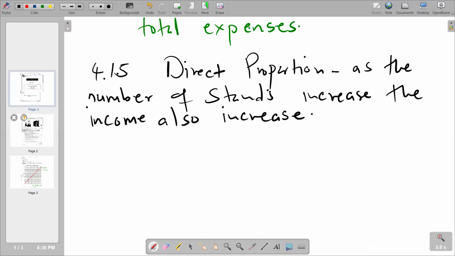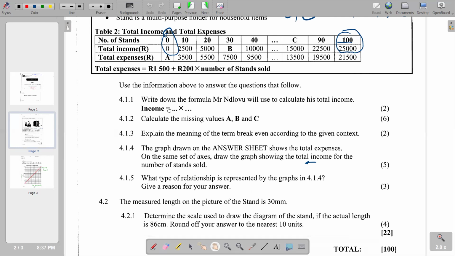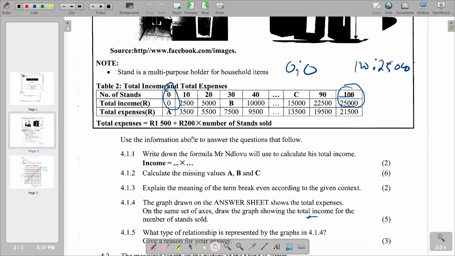We check the last question that we have. We go to 4.2. The measured length on the picture of the stand is 30 millimeters. Determine the scale used to draw the diagram of the stand if the actual length is 86 centimeters. Round off your answer to the nearest 10 units. So basically, this is to the nearest 10. We are referring there to see that the length that we have on the picture is 30 millimeters, and we try to see what length we have as it is given in the question.